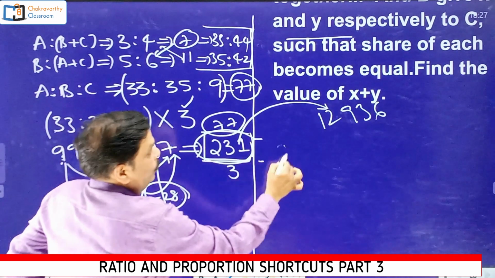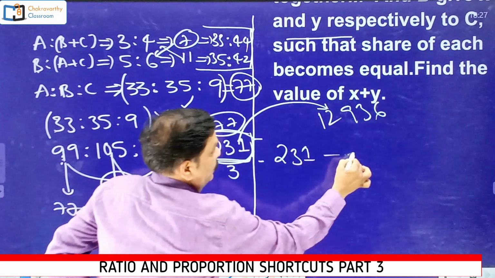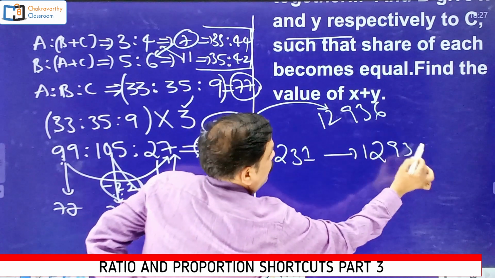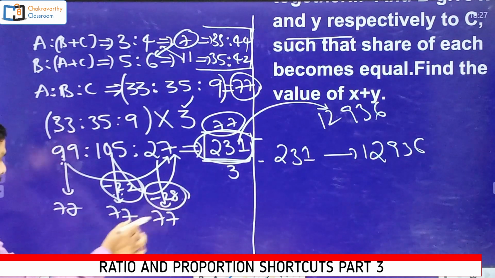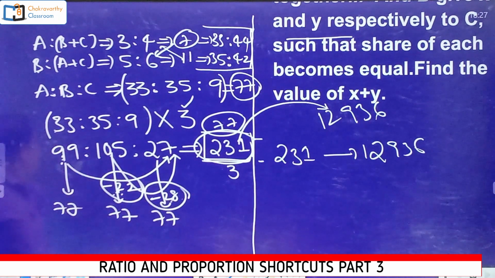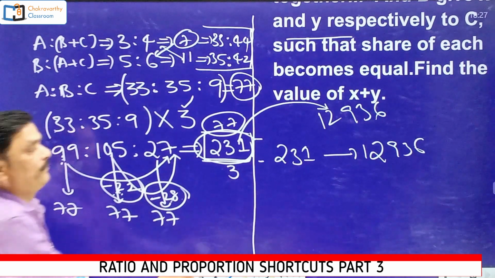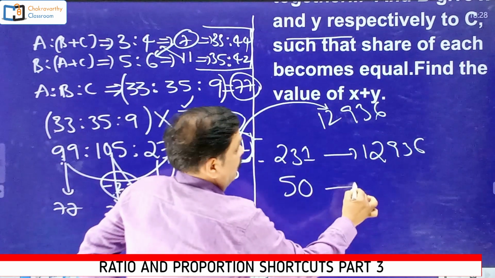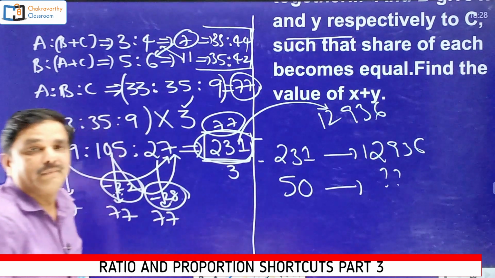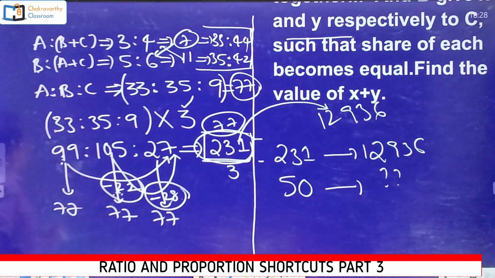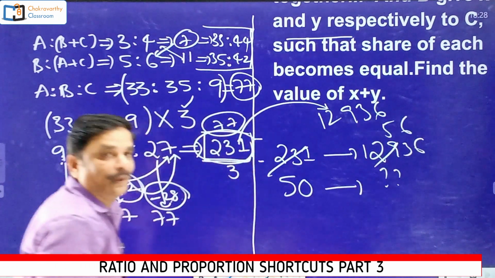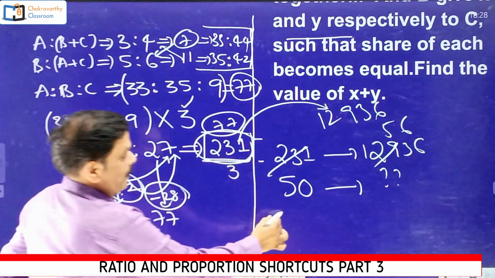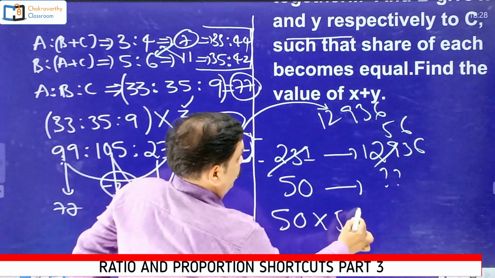Now I can say 231 parts of this ratio must be equalized to 12,936. Now I need the X plus Y value. So 22 plus 28 is 50. 50 parts are how much? Simplify that one. You will get the answer there. Just simplify. It will go 56 times here. Just now I have done this one. 56 times. So my answer is 50 into 56.